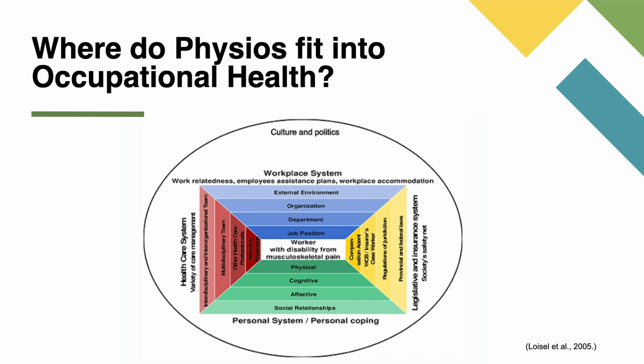Now that worker is going to be having a whole range of different systems operate around them at once, and you're going to need to consider those as an occupational health physiotherapist. Firstly, you'll have the worker's personal system. You know, what physical, cognitive, affective, I suppose, issues are going on, social relationships. You'll need to consider all of that as you normally would in a biopsychosocial model.